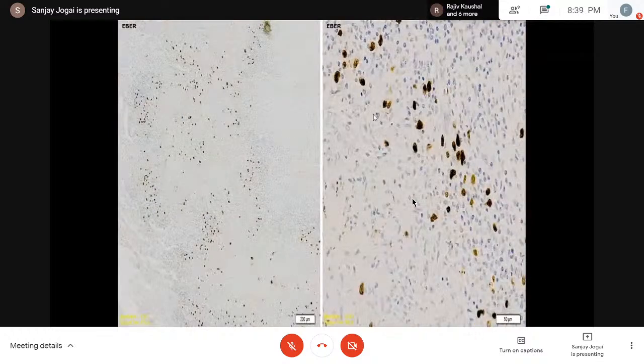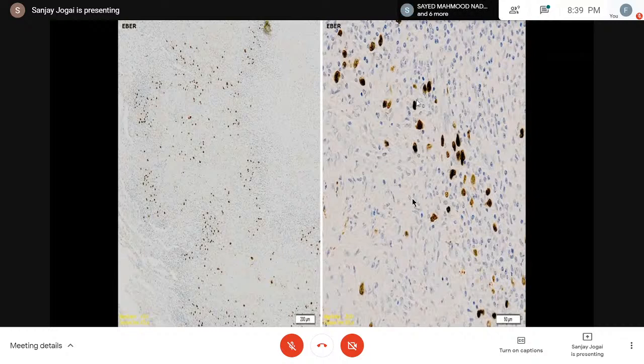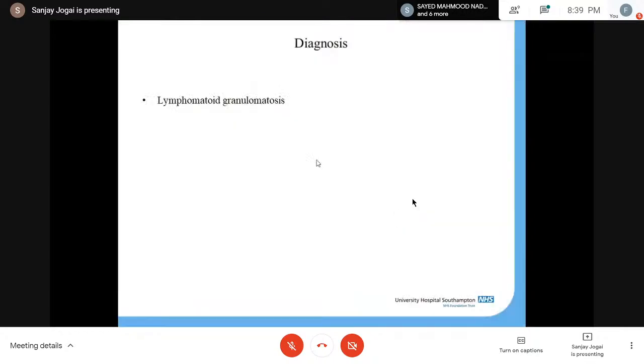And this is EBER, beautiful staining. I'll show you more examples of this condition. Every single one of those large cells is EBER positive. So what we are dealing with here is basically lymphomatoid granulomatosis. So I'll finish talking about lymphomatoid granulomatosis, take a pause, and then we can probably have a few minutes to discuss.